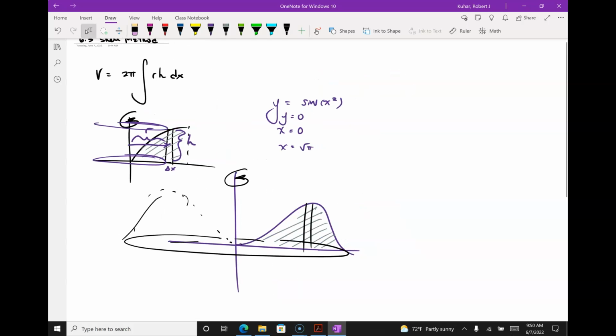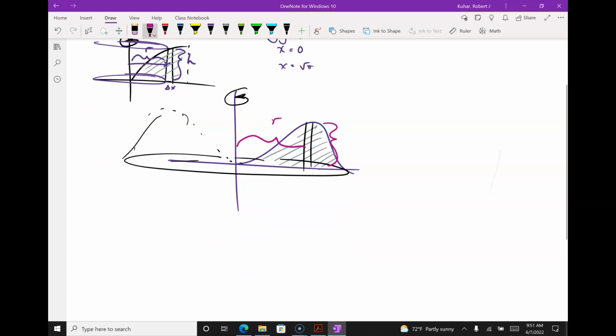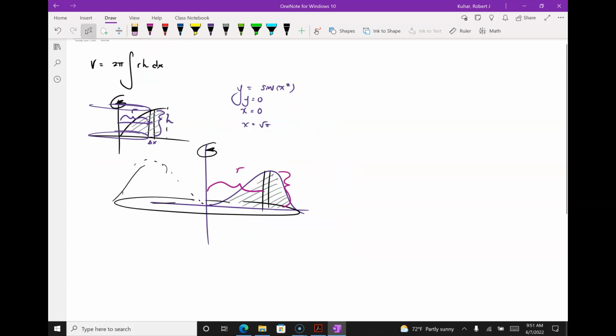Okay, and I realize in this picture, my radius is here. That's my radius. Big R, little r, who cares? The height is just the function, so the height is here. And of course, I can see delta x. The width of the rectangle is along the x-axis, so it's a delta x problem.